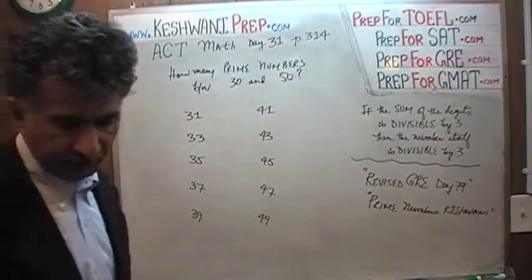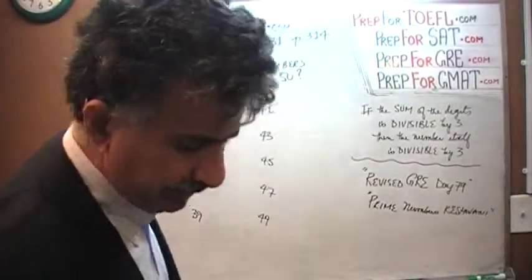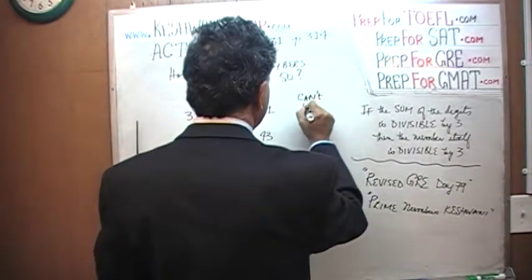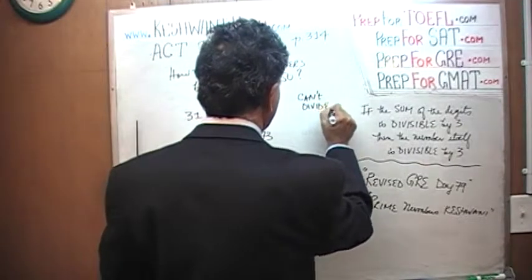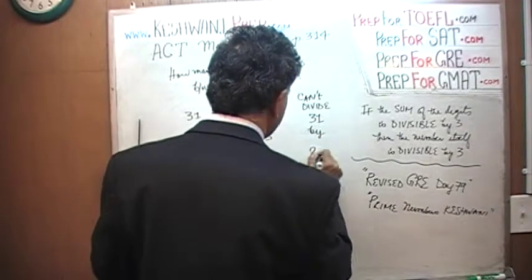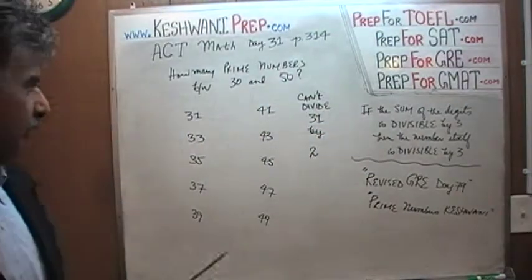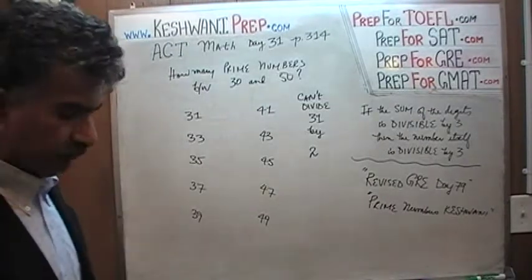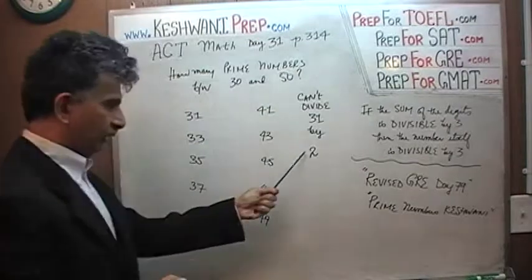Let's begin with 31. We can't divide 31 by 2. Why can't we divide 31 by 2? Obviously, it's an odd number. They're all odd numbers. So we're not going to worry about 2, but we have to list 2.